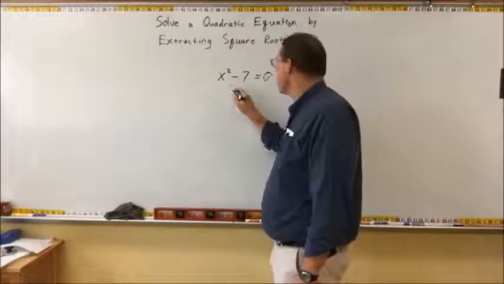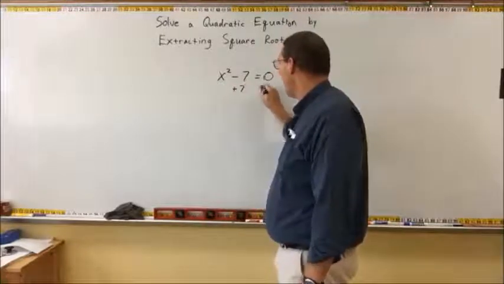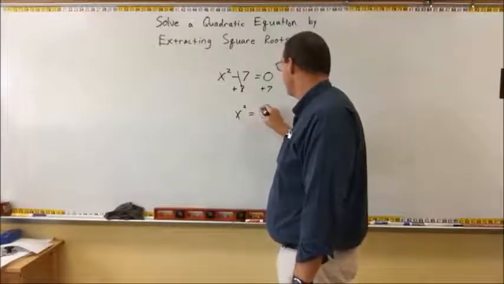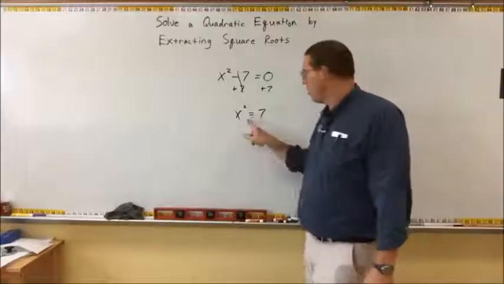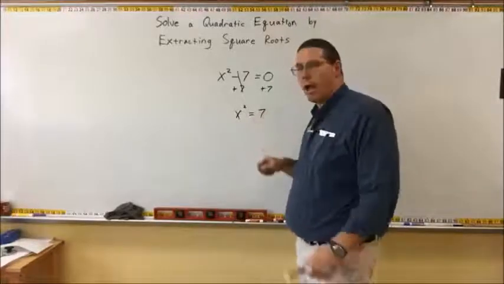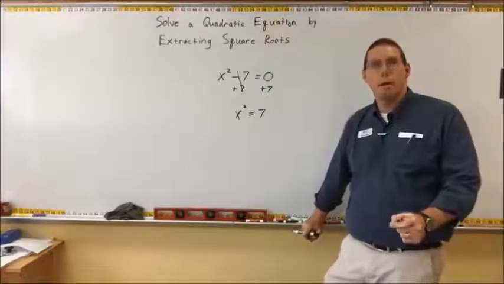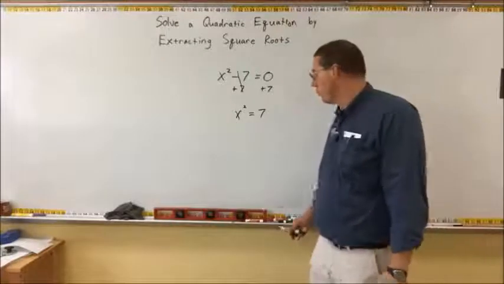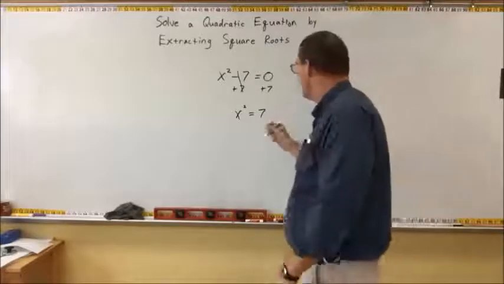What you can do is leave the squared factor by itself on the left, and we're going to add 7 to both sides. Now we get x squared is equal to 7. Now, as long as the number on the other side of the equal sign is a positive number, then you can use the technique that I'm about to show you. Basically, what you're going to do here is simply take the square root of both sides.